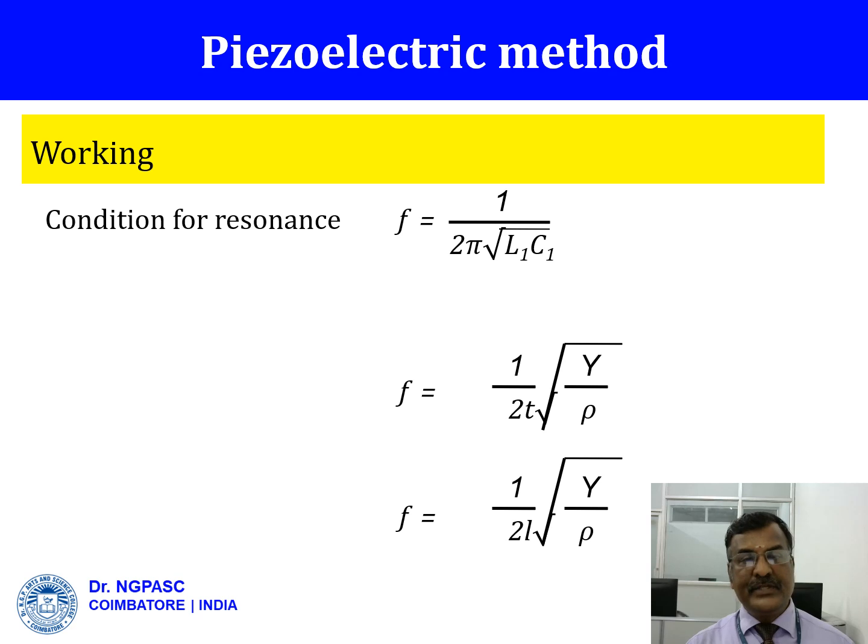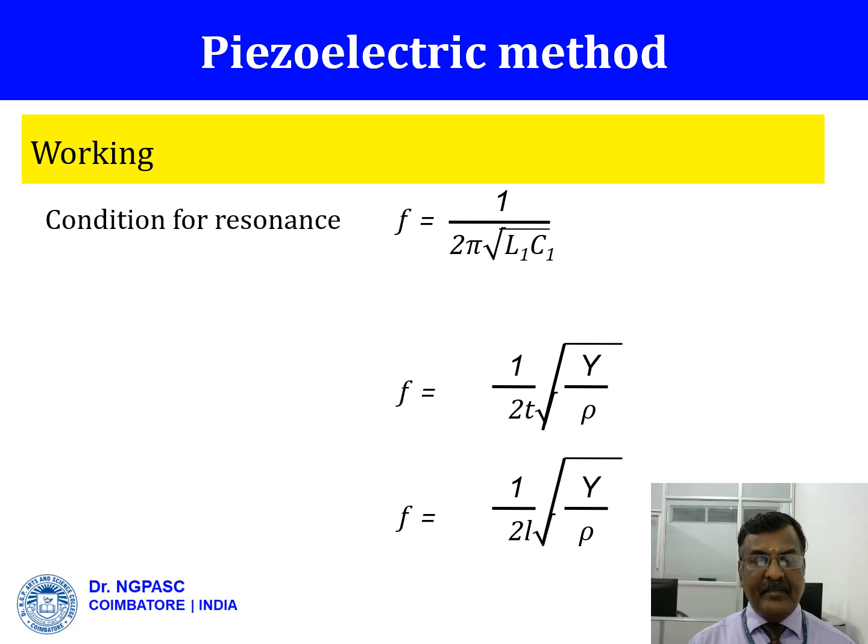Working of the piezoelectric oscillator. When the battery is switched on, the tank circuit is set into oscillation or vibration. An EMF is generated in the tank circuit. The frequency of oscillation of the tank circuit is determined by the equation f = 1/(2π√(L1C1)), where L1 is the inductance of the coil and C1 is the capacitance of the capacitor.